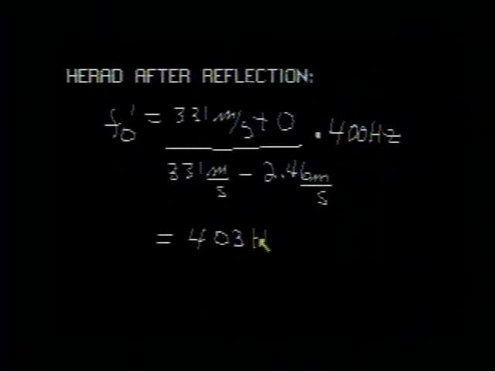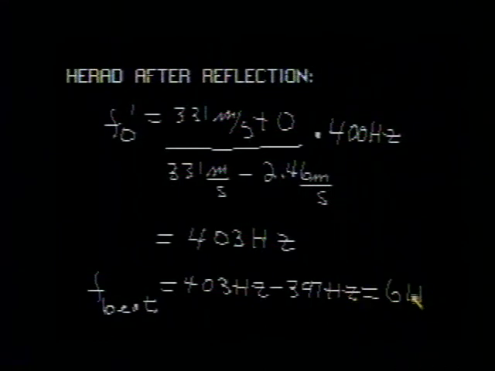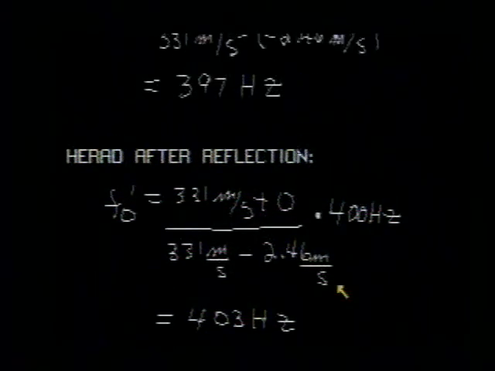Now the beat frequency will simply be the difference between these two frequencies. 403 hertz minus 397 hertz gives me a beat frequency of 6 hertz. All right, that's the solution to our problem. Let's move on then to our seventh and last problem.